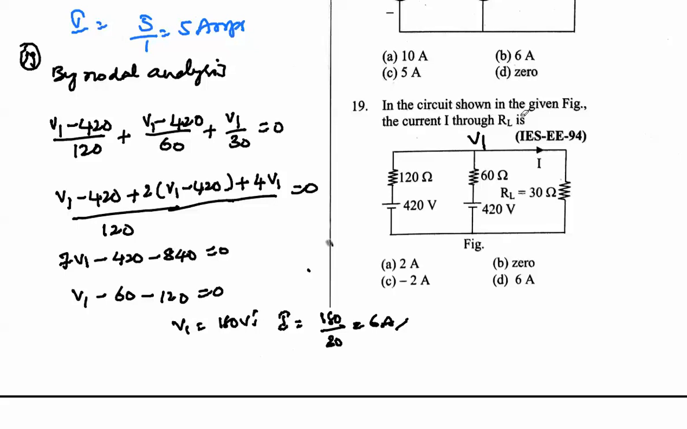19th one. In the circuit shown in the figure, find the current I flowing through the load resistance RL. So by using nodal analysis we can follow. So V1, always assume that V1 is at a higher potential compared to other voltages in the network. So (V1 minus 420) divided by 120 plus (V1 minus 420) divided by 60 plus V1 divided by 30 is equal to 0. If you solve this equation, we will get the answer as 6 amps.